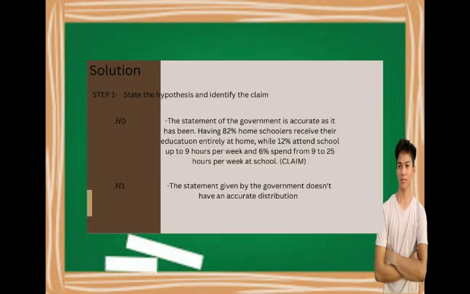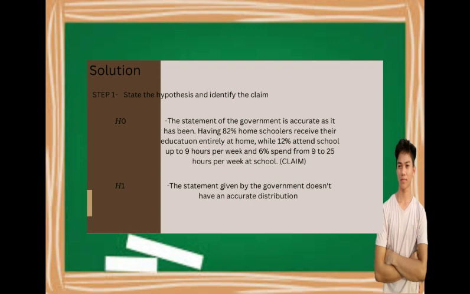So the first step is to state the hypotheses and identify the claim. There are two kinds of hypotheses, the null and the alternative hypothesis. But first, let's briefly discuss these hypotheses. The null hypothesis always predicts no effect or no relationship between variables, while the alternative hypothesis states your research prediction of an effect or relationship. So let's get back to the problem.